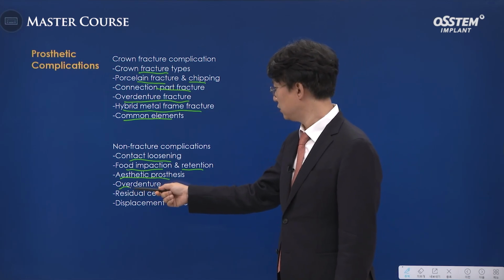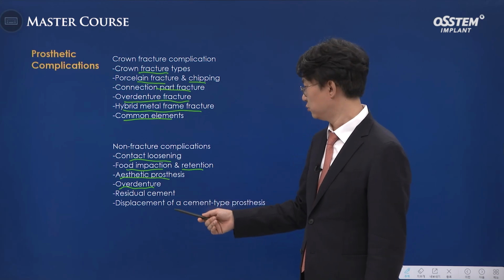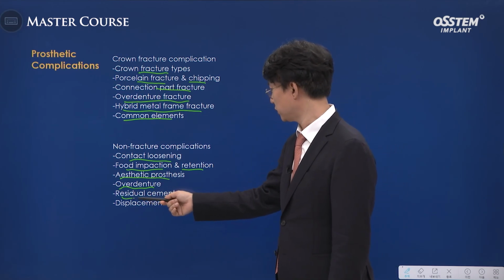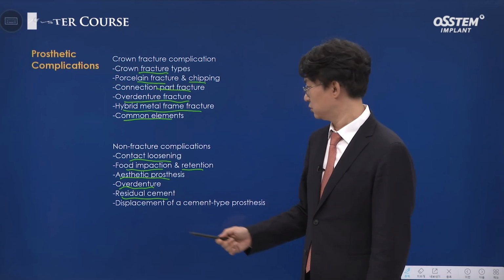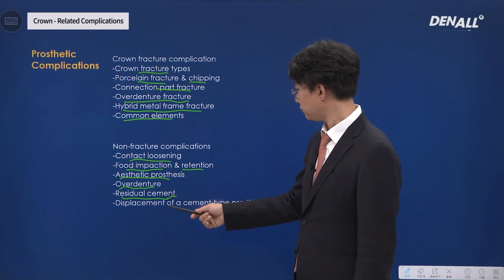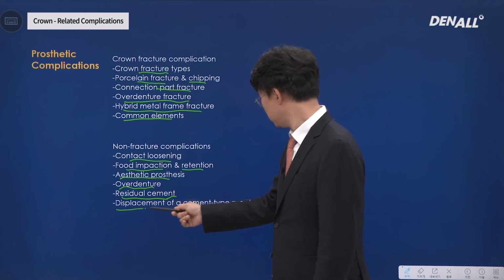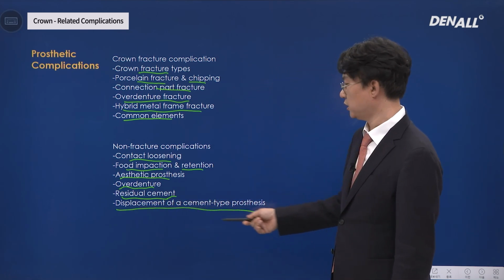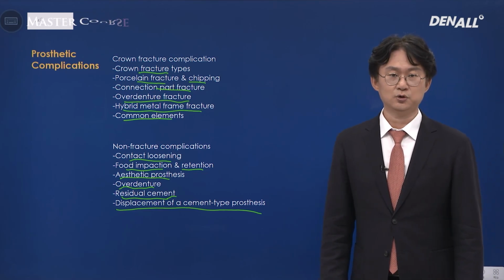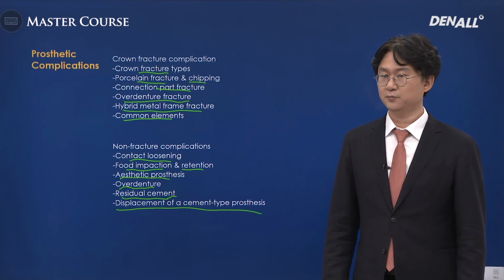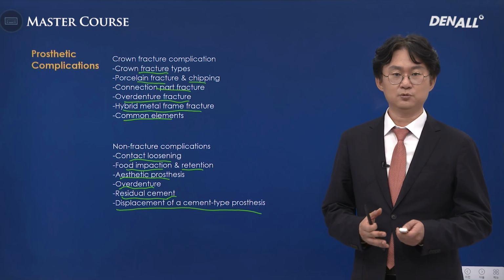Overdenture part-related problems, residual cement. This is depending on the prosthetic approaches. Displacement of a cement-type prosthesis. So there are many other complications not listed here, and we are going to look at some of these.